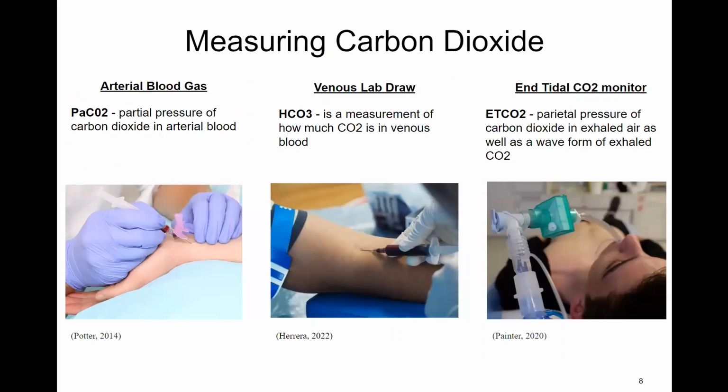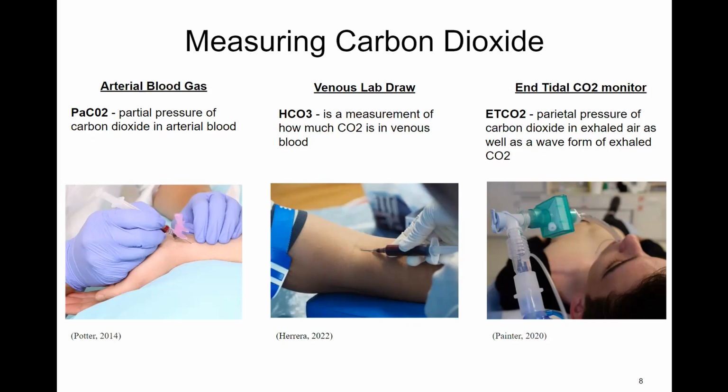The partial pressure of carbon dioxide is also measured with an arterial blood gas, ABG. It's also included in the BMP lab draw, basic metabolic panel. And the HCO3, the bicarbonate, is a measurement of CO2 because it carries CO2. We're not getting into the chemistry of how this occurs. You just need to understand that HCO3 is also a measurement of CO2.